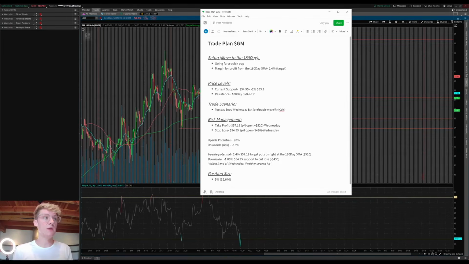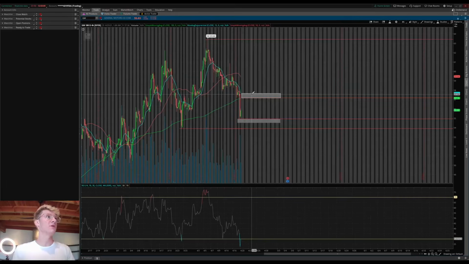All right, a little summary. We're looking at about a negative 1.80% stop set at 54.95, support to cut loss with a $430 loss if we do hit that target. And I said adjust the dollar value end of Wednesday if neither target is hit. So we're going to have to adjust these numbers if we don't get the upside or the downside move and we don't hit our targets tomorrow. We will have to make calculations and adjust these percentages and these numbers. But our take profit and our stop loss are going to remain the same, but the value of the contracts are going to change.